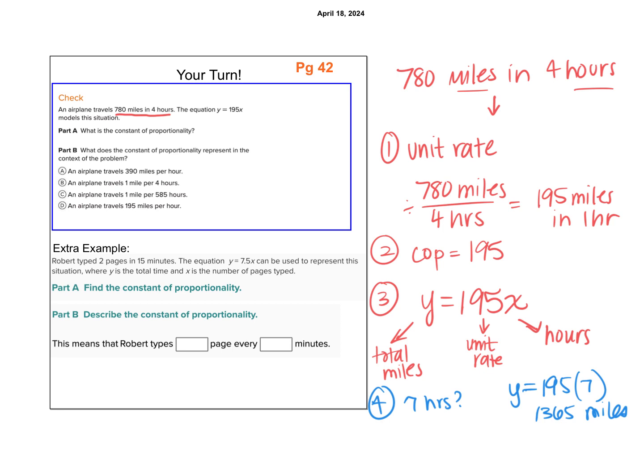All right, I want you to think about this whole situation, and I want you to see if you can answer part A and part B now after we went through that. So pause the video and push play when you're ready.